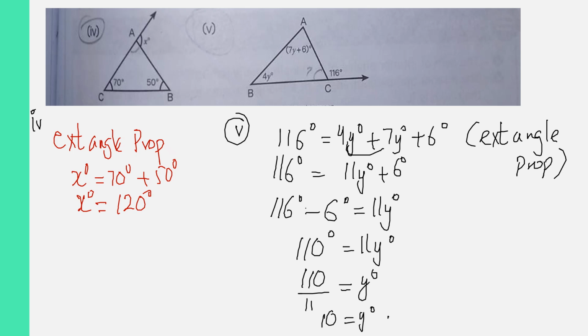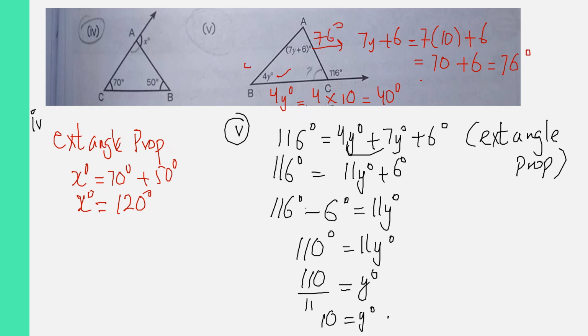Now you don't need just y degrees, you need 4y degrees. So what you will do is 4y degrees is equal to 4 multiplied by y, which is 10. So 4 multiplied by 10 is 40 degrees, right? Now in this case you need 7y plus 6. Again you have to substitute the values. So 7y is 7 times 10, which is 70, plus 6, 70 plus 6 is 76, right? So that means this one is 76 degrees, this one is 40 degrees, and you can come up with this angle if you want to find it, or you can easily find this angle by subtracting 116 from 180 and you will get this angle.